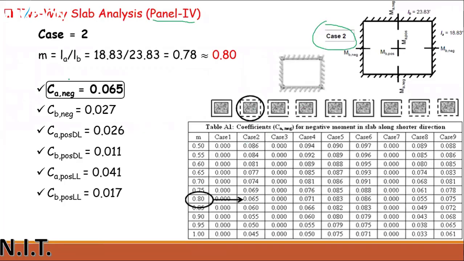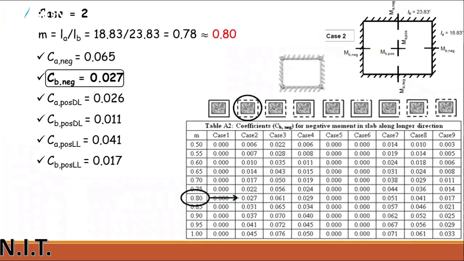Clear? So the M value, as you can calculate using the dimensions LA and LB, is 0.80, and we can find the moment coefficient values from all these 6 tables. For case 2 with M value 0.80, use these values together: CA negative is 0.065, and CB negative is 0.027.